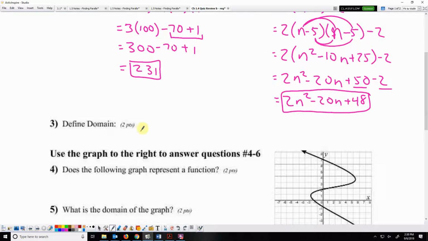Define domain. The domain is the set of all inputs. If this had said range, then it would be the set of all outputs. If it said define function, it would be a relation in which every input has only one output. So those are some important words to remember. Domain, range, and function are all important words to remember.